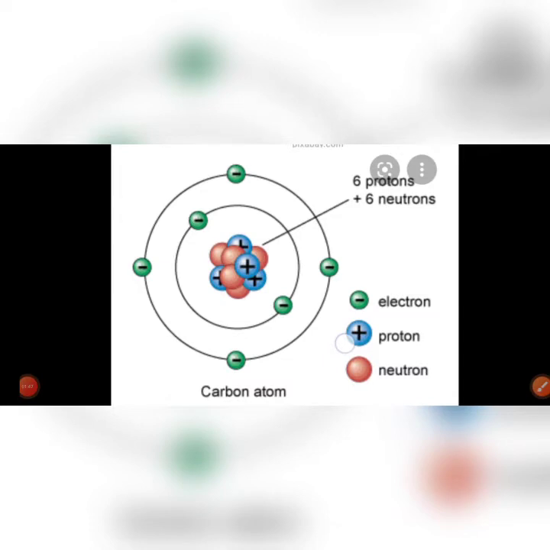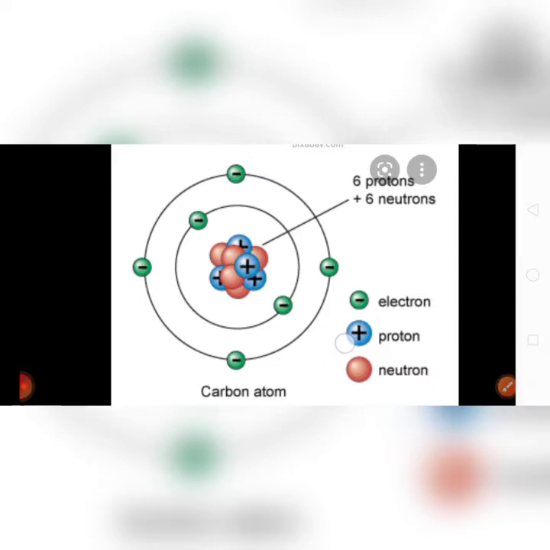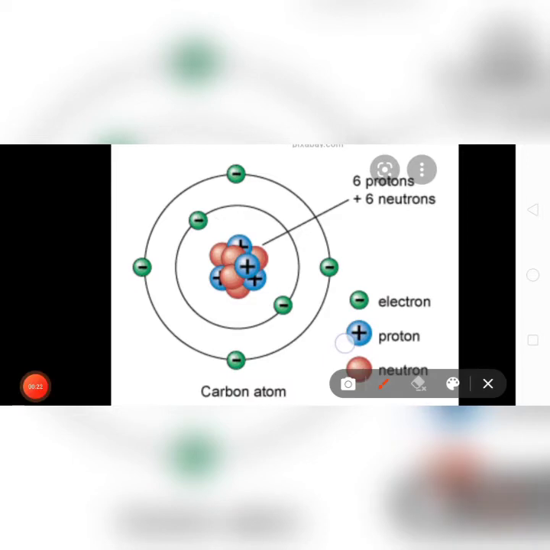Now let us discuss how these electrons are distributed around the nucleus in discrete energy shells. This distribution of electrons into discrete energy shells of an atom is known as its electronic configuration. If we discuss the electronic configuration of the carbon atom, it consists of 2 electrons in its inner shell, which is also known as the K shell.